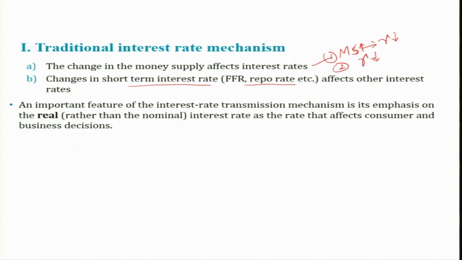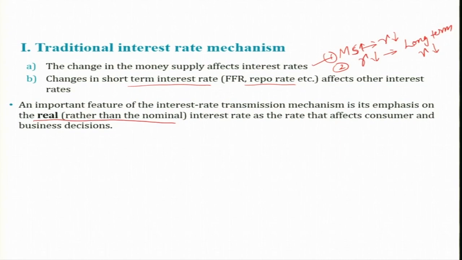Suppose there is a reduction or cut in the rate of interest. Then you know that this would be affecting the short term interest rate, and it will be affecting the long term interest rate. This also will get affected, because the theories that we covered in the previous sessions clearly show that there is high correlation between short term interest and long term interest, right. So, an important feature of the interest rate transmission mechanism is its emphasis on the real interest rate rather than on the nominal interest rates as the rate that affects consumer and business decisions.